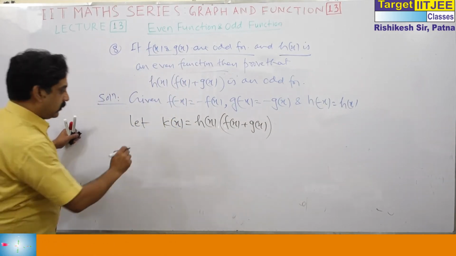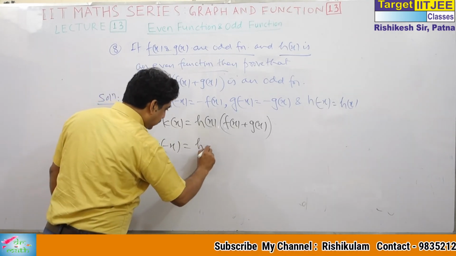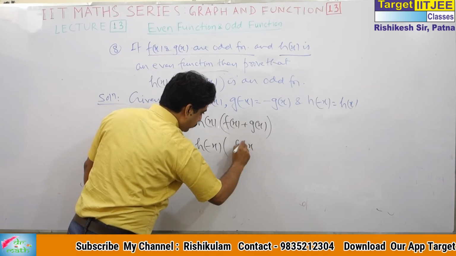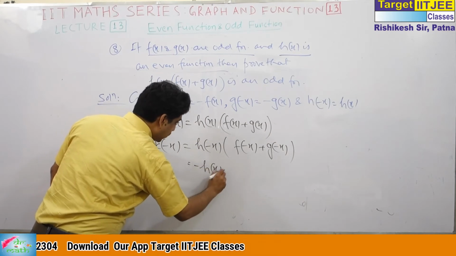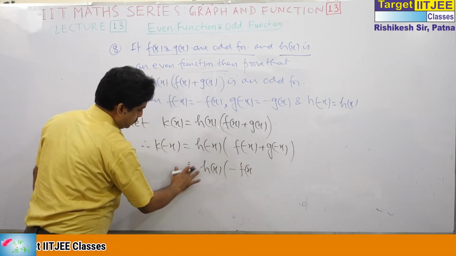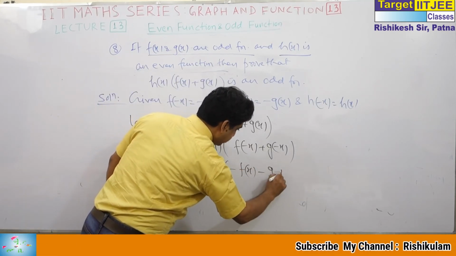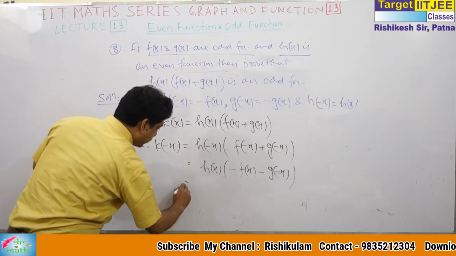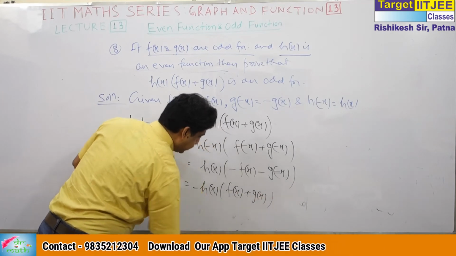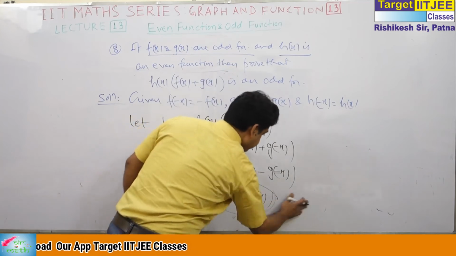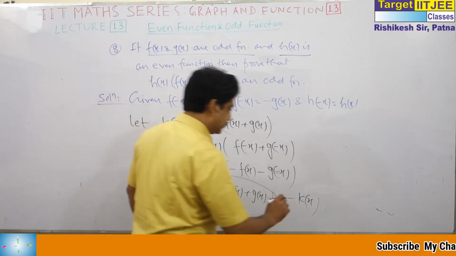Now, what is k(-x)? Actually, this is h(-x) into f(-x) plus g(-x). This is what? h(x) into minus f(x) minus g(x). Now take the minus sign outside: minus h(x) into f(x) plus g(x). Finally, this is what? k(-x) equals -k(x). See, you can see what? Odd function.